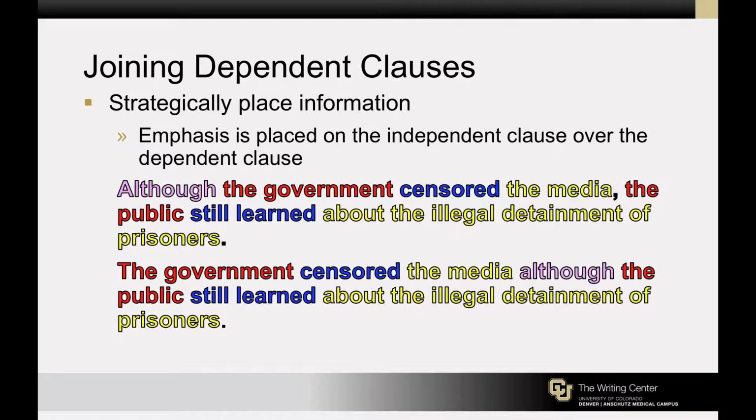In the first sentence, although the government censored the media, the public still learned about the illegal detainment of prisoners. Emphasis is placed on the public learning about the illegal detainment of prisoners, the information contained in the independent clause at the end of the sentence. However, in the second sentence, the government censored the media, although the public still learned about the illegal detainment of prisoners. Emphasis is placed on the government censoring the media, the information contained in the independent clause that comes at the beginning of the sentence.